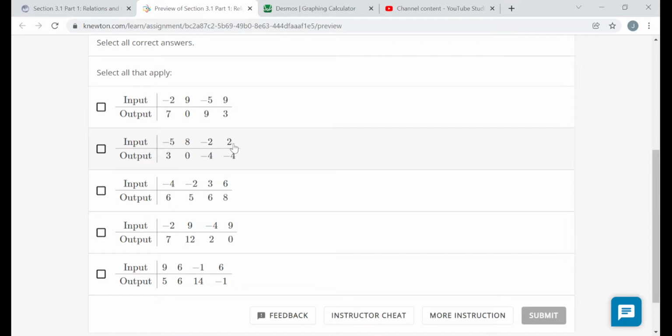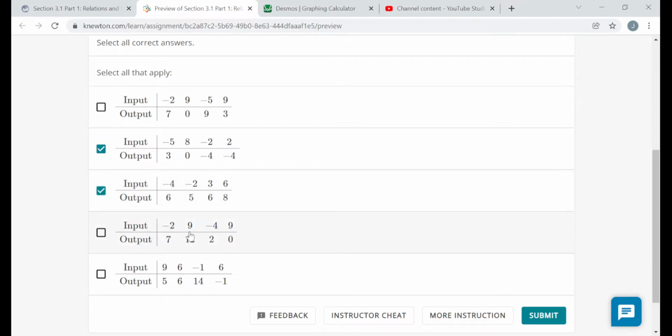This one, you aren't seeing the same input more than once. So each input goes to one output, and that's it. Right? So this is a function. Here, same thing. You're not seeing any input more than once. So every input goes to exactly one output. Right? So that's a function.